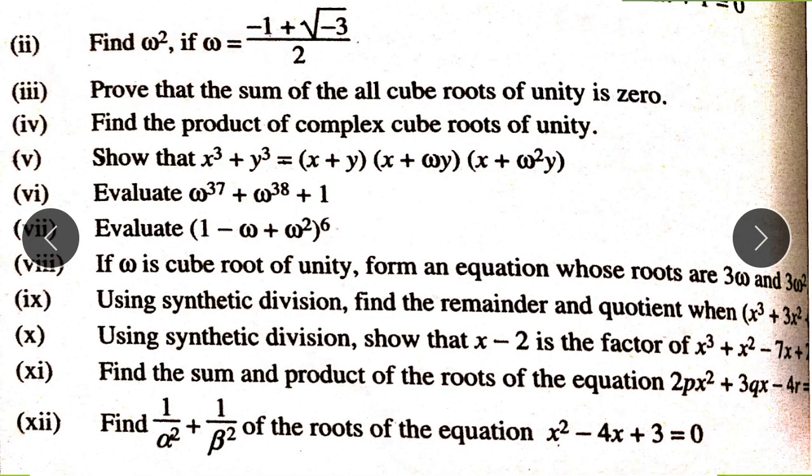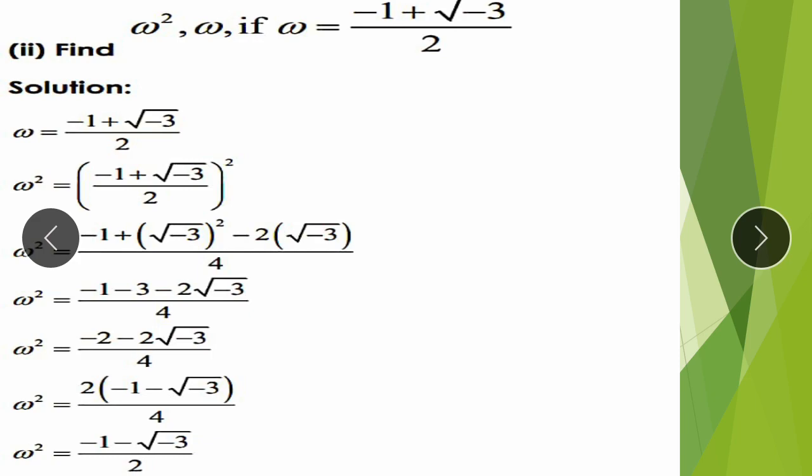Find omega square if omega is equal to minus 1 plus inside the radical minus 3 divided by 2. It means one of the roots of the cube root of unity is given and we are supposed to find the other root. So let's see how it is solved. Here the first root is written and we are going to find omega square.